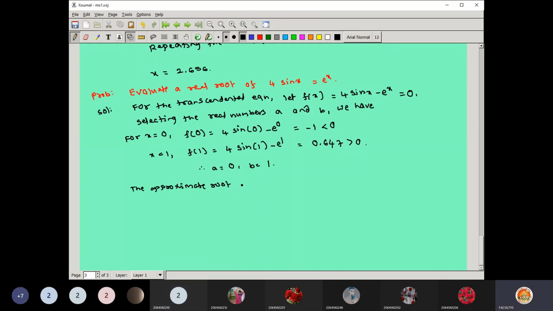The approximate root is xn equal to a plus b divided by 2. Here the n value is taken as 0, 1, 2 and so on. Now tell me the answer for n equal to 0. Directly tell me what x0 is. Do it fast. 1 by 2 is 0.5. Take this 0.5 and substitute it in the function.